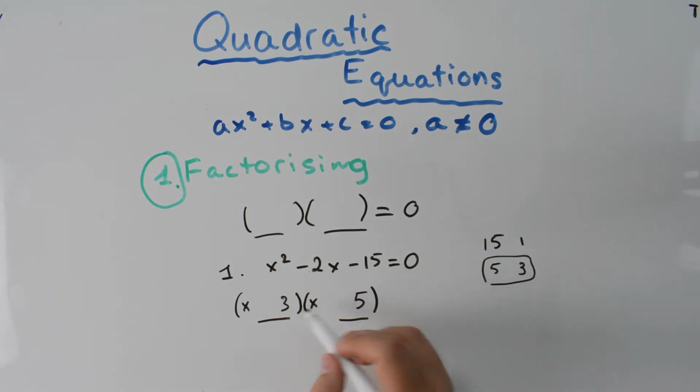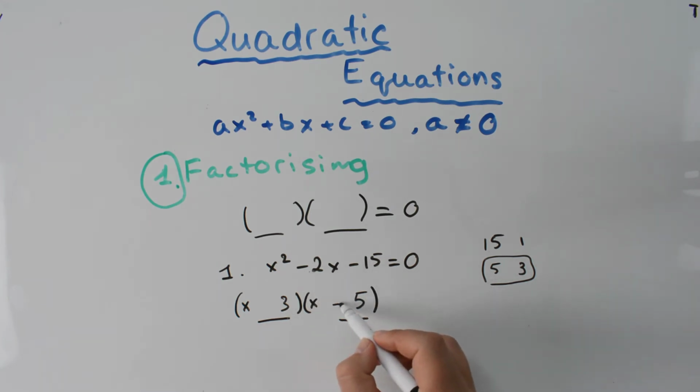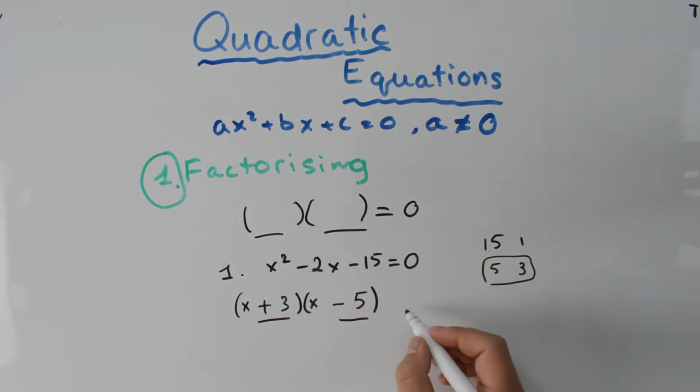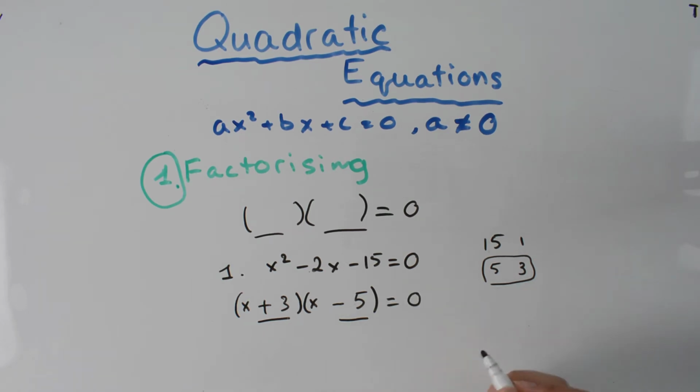So to get minus 15, one of them has to be negative, and to get minus 2, 5 would have to be the negative. Therefore you get x plus 3 times x minus 5, and it equals 0. So when you have two brackets times together to give you 0, the only way you can solve this is if either of those brackets is 0, and that's how we get to our next step, which is x plus 3 equals 0 or x minus 5 equals 0, and then you just rearrange it to make x the subject, so you'll get x equals minus 3 and x equals 5.